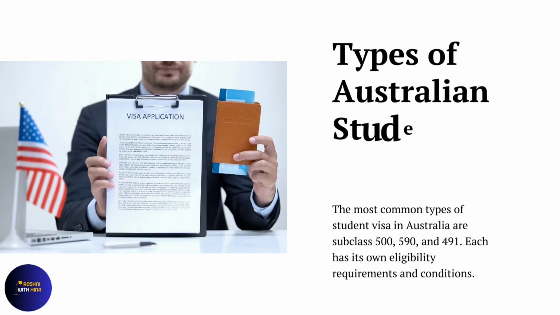Types of Australian student visa. The most common types of student visa in Australia are subclass 500, 590, and 491. Each has its own eligibility requirements and conditions.